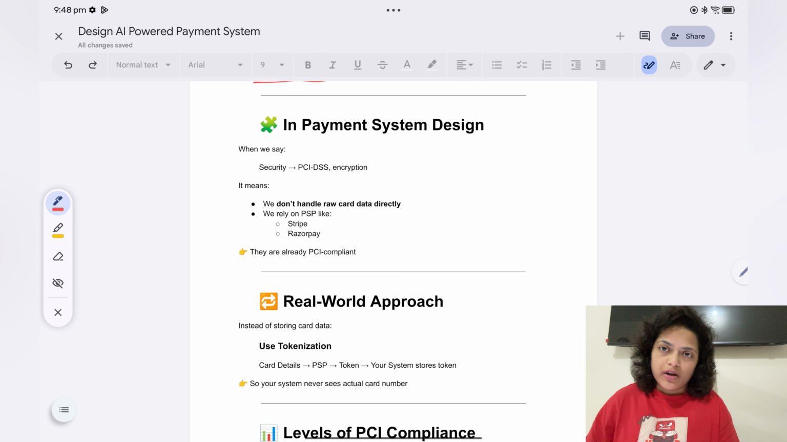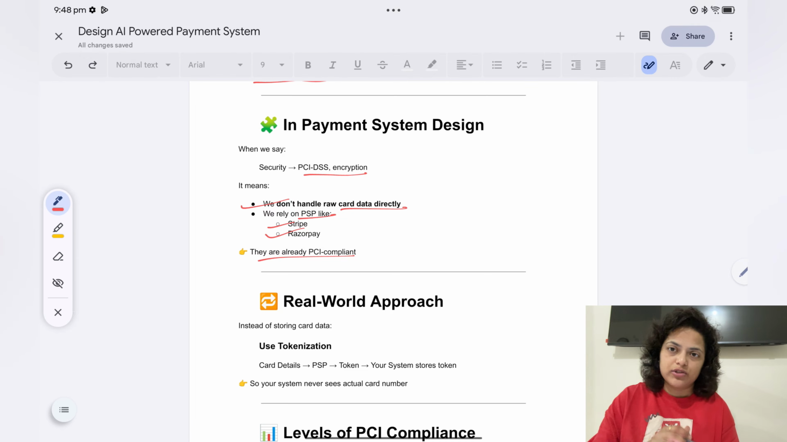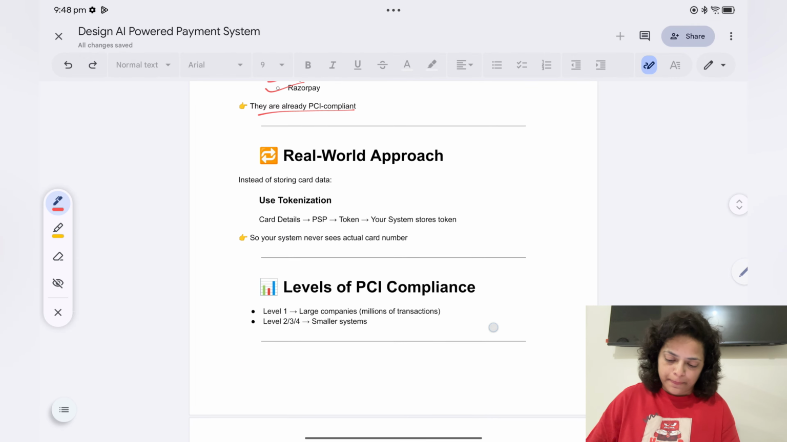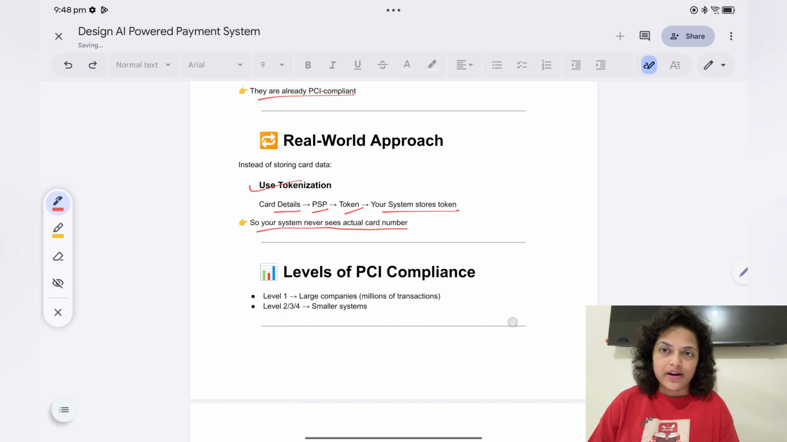Now in payment system design, when we say security, PCI-DSS, encryption, it means that we don't handle raw card data directly. We rely on a PSP like Stripe or Razorpay. They are already PCI compliant, so we will not store that information. These PSPs will store the information. They will give us an encrypted token, and we will store that. So we will not have access to that data. The real-world approach: instead of storing card data, use tokenization. Card details go to the PSP, they provide you a token, and your system stores the token. So your system never sees the actual card number.